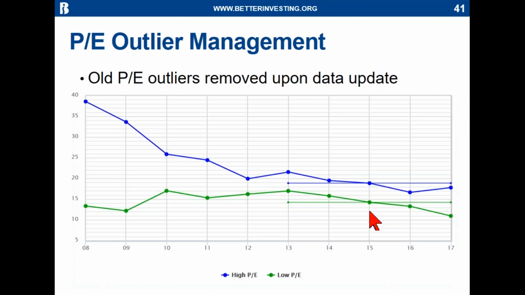So what we did was we said, if you update that company again, those old PE outliers are going to get removed. And so your graph in those older 5 years is going to be restored. So this is mainly a feature for our more advanced users who want to play with the data like that. And then you see those dots are back.